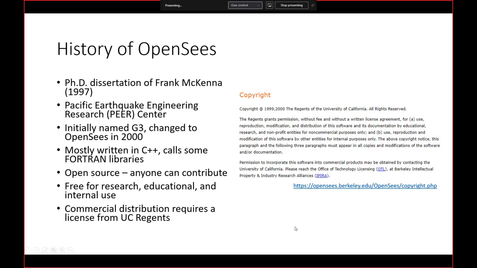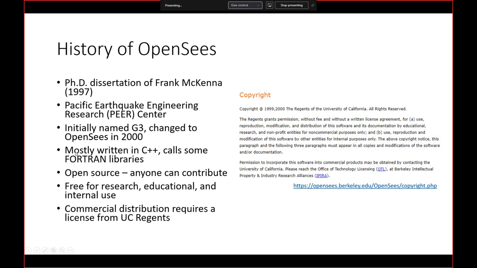History of OpenSees, I think you all know, came out of the PhD dissertation of Frank McKenna, which coincided with the start of PEER, the Pacific Earthquake Engineering Research Center, which also started in 1997. OpenSees was initially named G3, which was just a research group within PEER, like A, B, C, D, E, F, and then 1, 2, 3. G3 was the simulation group. I know this is true because it's on Wikipedia, and I edited the article. But in 2000, the name was changed to OpenSees.